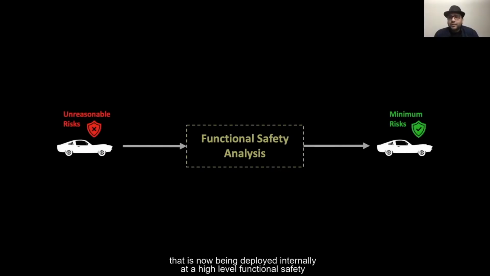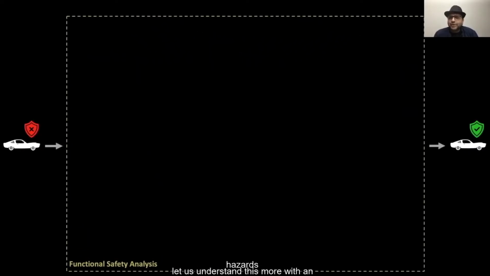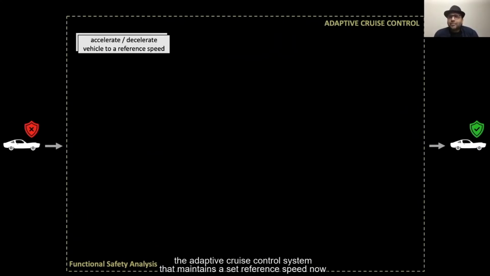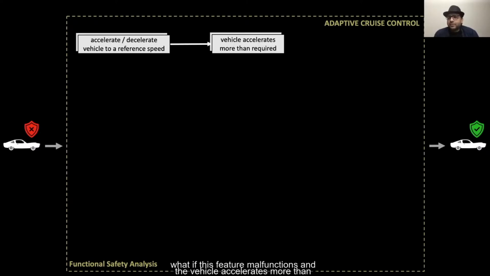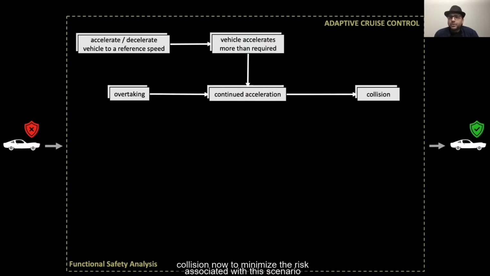At a high level, functional safety analysis is a technique that minimizes unreasonable risks associated with hazards. Let us understand this more with an example. Consider this Ford Mustang equipped with the adaptive cruise control system that maintains a set reference speed. Now, what if this feature malfunctions and the vehicle accelerates more than required? This can lead to continued acceleration, which in an overtaking scenario can lead to a collision.